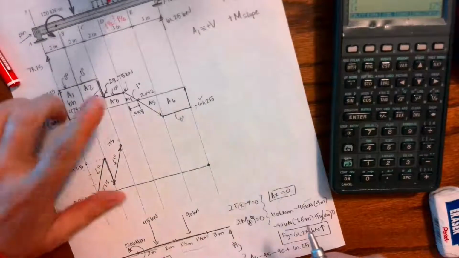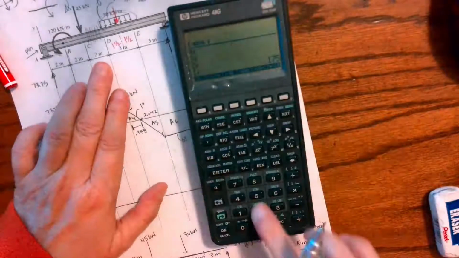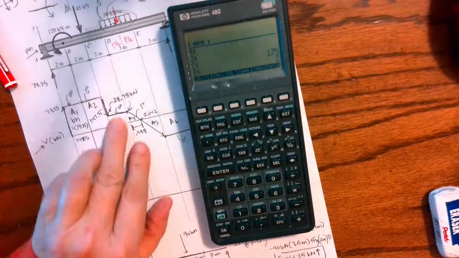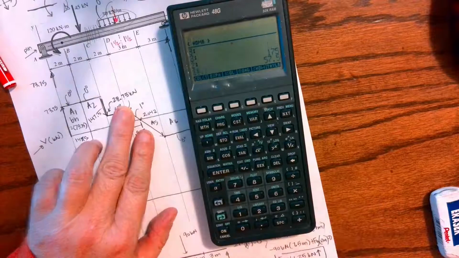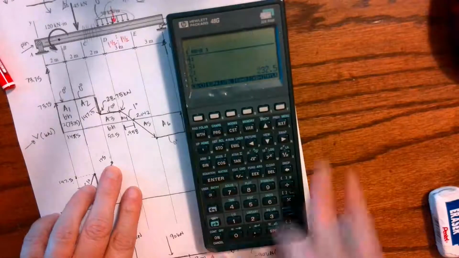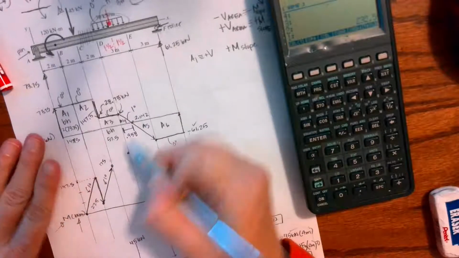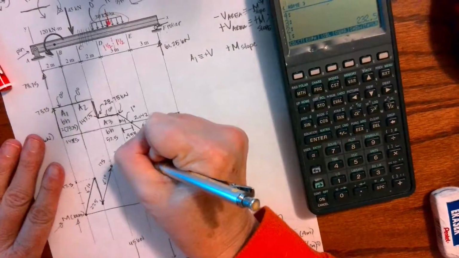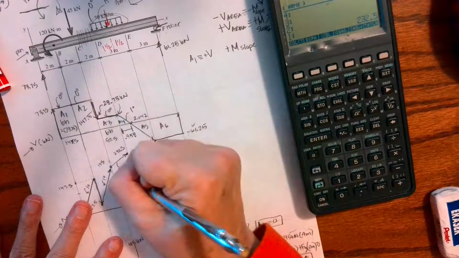Positive area. So this is also a rectangle, base times height. I have 2, that's my base, and my height is 28.75 times. So I get an area of 57.5. I'm going to add that to my 175, and I get 232.5. Okay, 232.5. 0 degree, 1 degree.